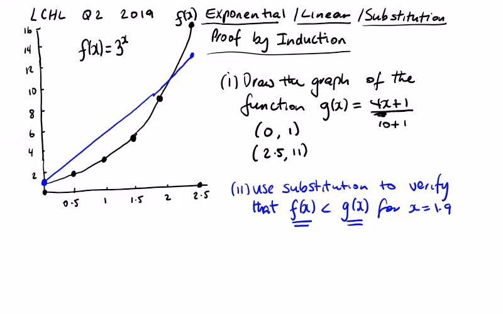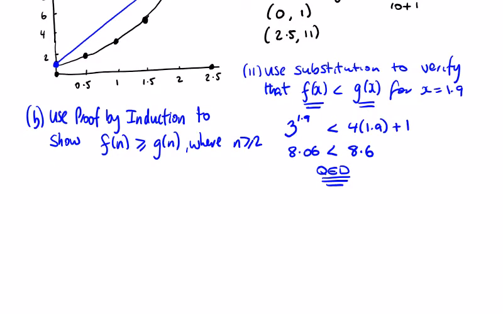So using substitution to verify that f of x is less than g of x, we're putting in 1.9. So 3 to the power 1.9, is that less than 4 by 1.9 plus 1? So the right hand side gives us 7.6 plus 1, which is 8.6. And if we type the left hand side into our calculator, you're going to get 8.06. So you can say QED, quod erat demonstrandum, that yes, f of x is less than g of x for x equal to 1.9.